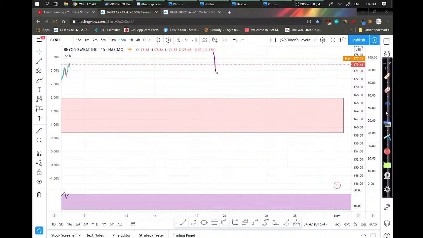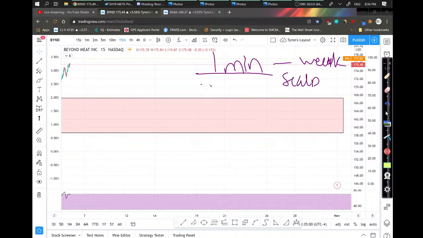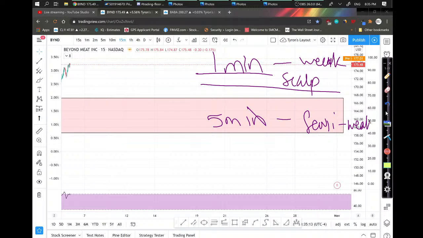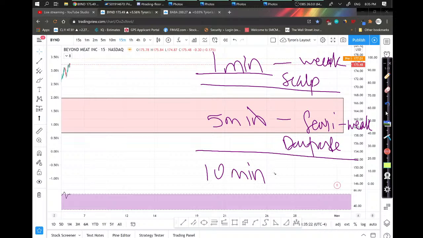If you're looking at something on a 1 minute time frame, the chances are that this is a weak pattern. It could be a strong pattern if you're taking a scalp trade. If you're looking at a 5 minute chart, then it becomes a semi-weak pattern, and this kind of trade is usually good for a day trade. And then if you look at 10 minutes or 15 minutes, this is more solid. It's a stronger pattern, for a day trade.